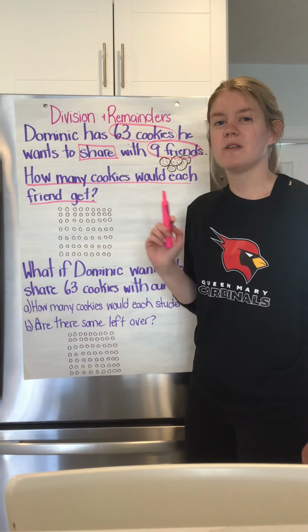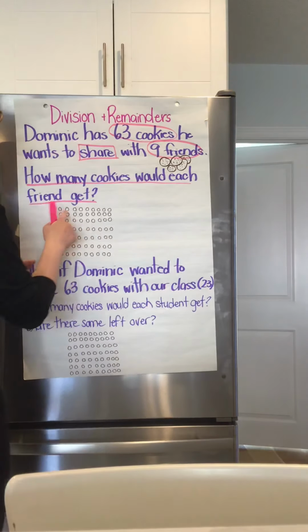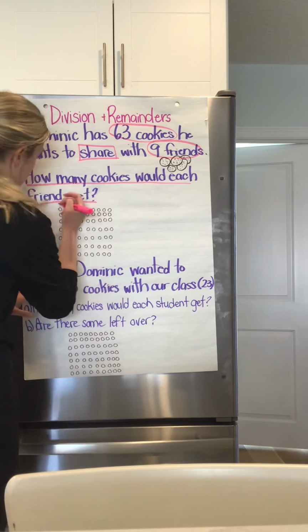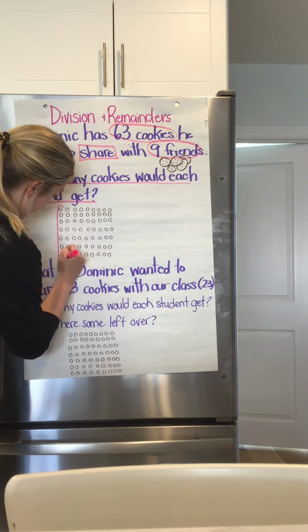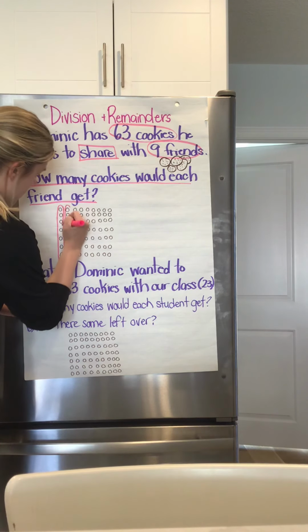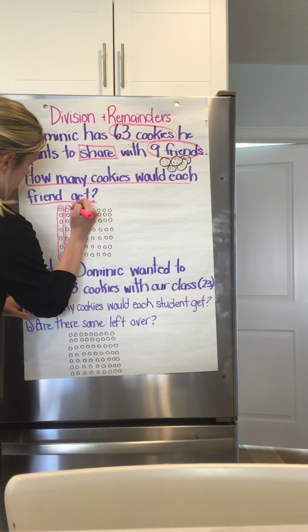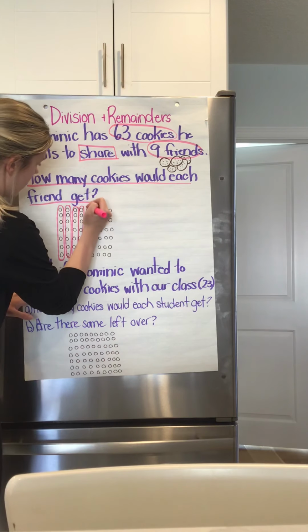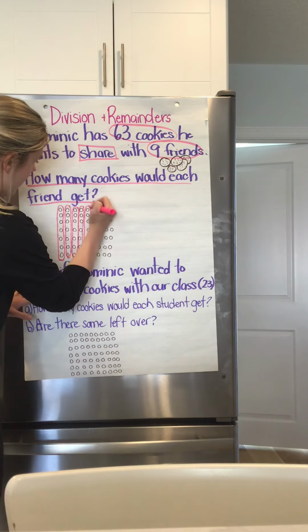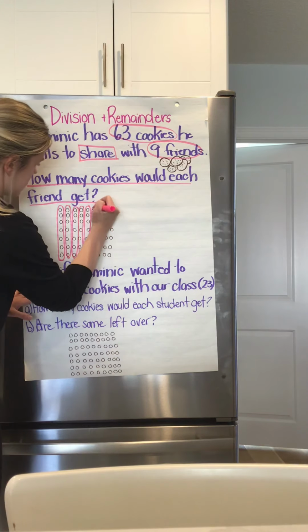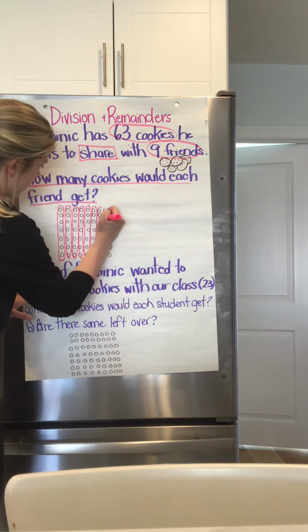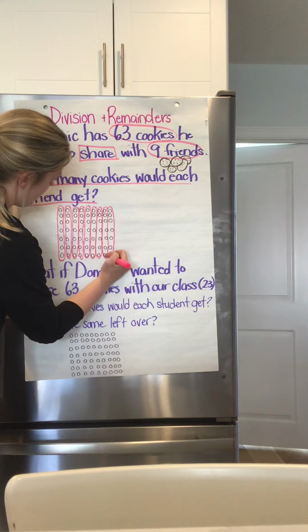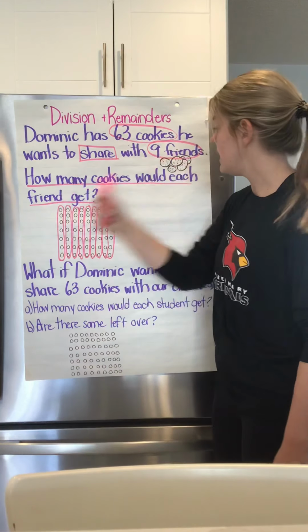So now I'm going to try to circle these to see if it actually works. So I counted 9 already: 1, 2, 3, 4, 5, 6, 7, 8, 9. And now I'm going to go down and circle. 1, 2, 3, 4, 5, 6, 7, 8, and my final group of 9. So now I know that these are 9 friends.